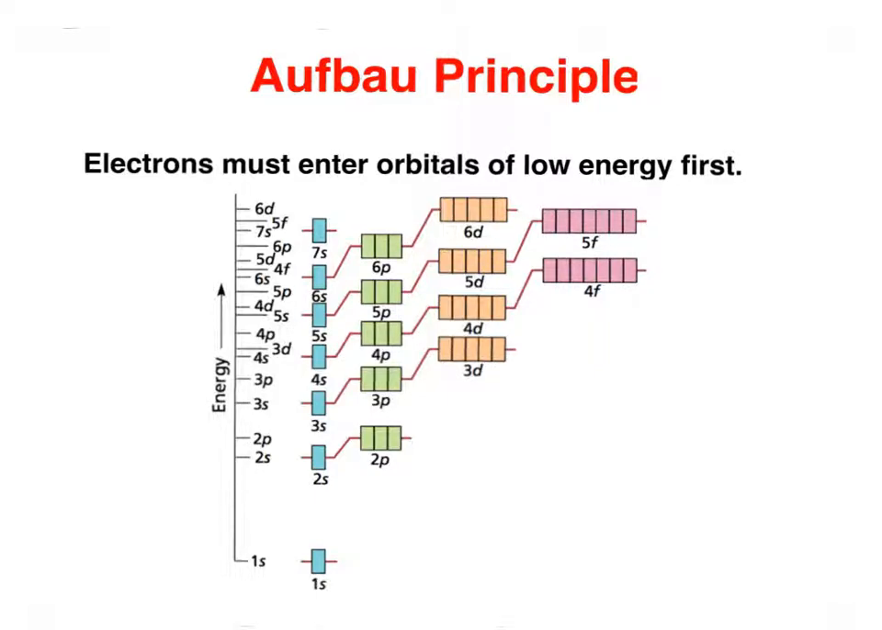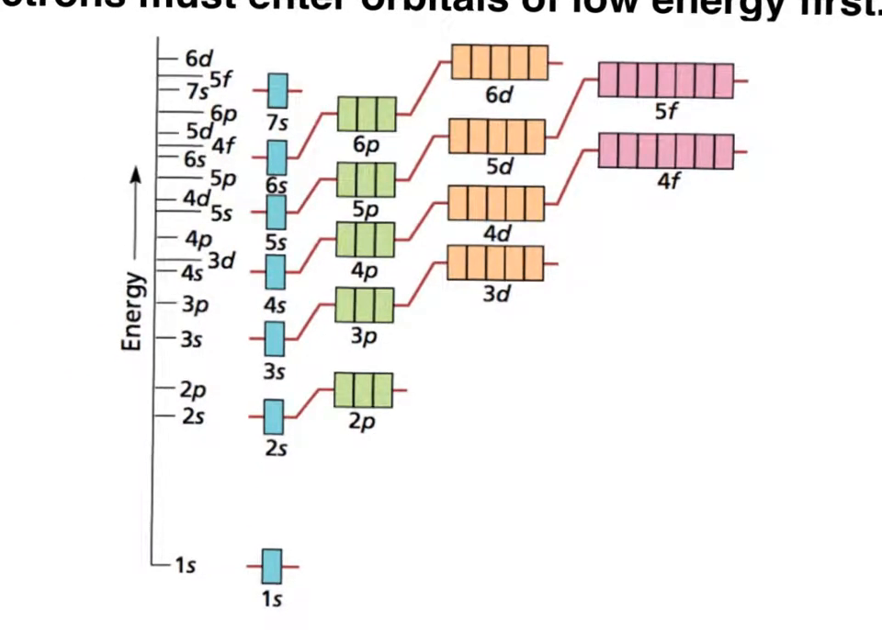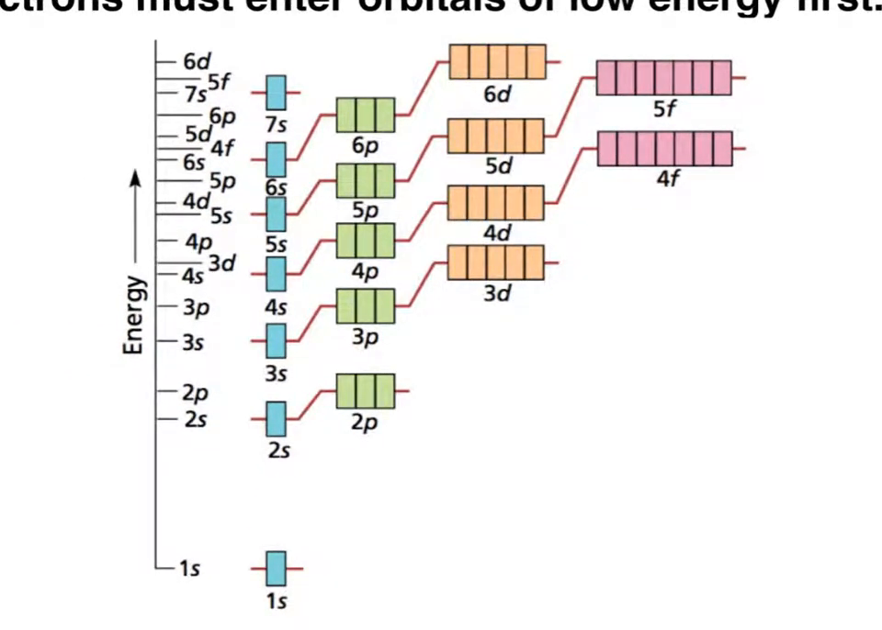On this slide, I wanted to show you the Aufbau principle. I think the boxes might be a little small, so I might blow this up. It says electrons must enter orbitals of lower energy first. So I'm going to make this much bigger so that I can draw on it for you.